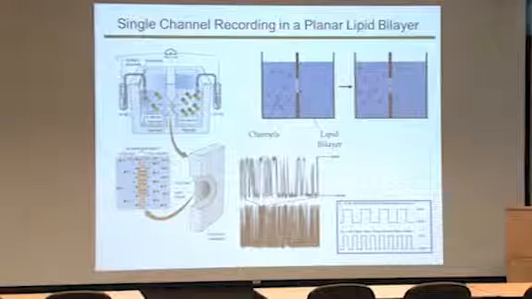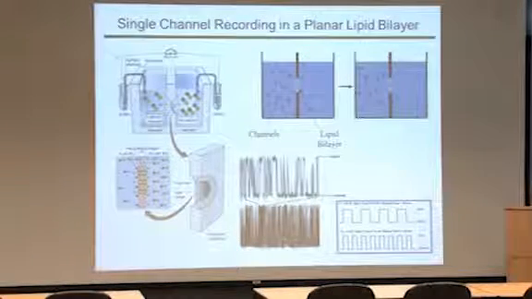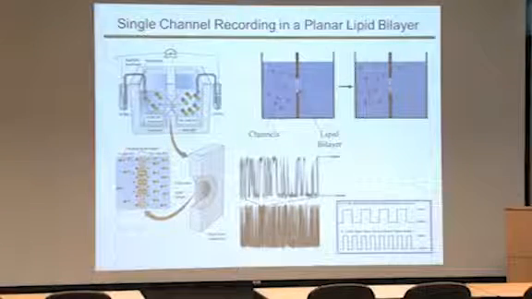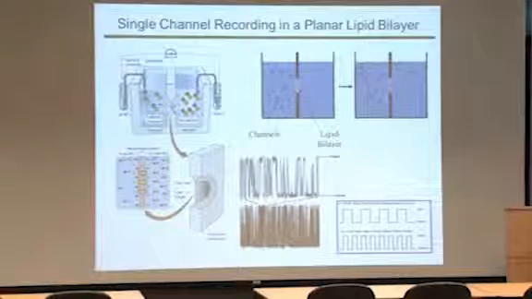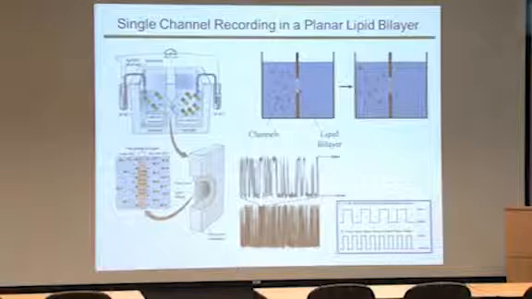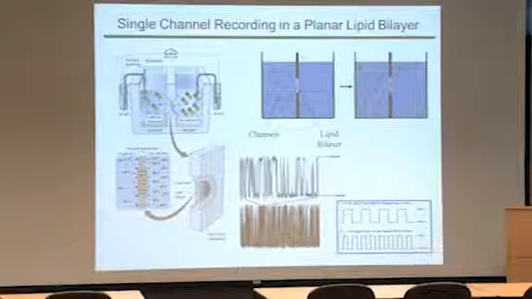These channels are either open or closed. If they're open, they have a characteristic conductance. You get a characteristic current for your conditions. If they're closed, you have no current. These small spikes here are usually due to limitations in your electronics. You just can't resolve very, very fast openings.